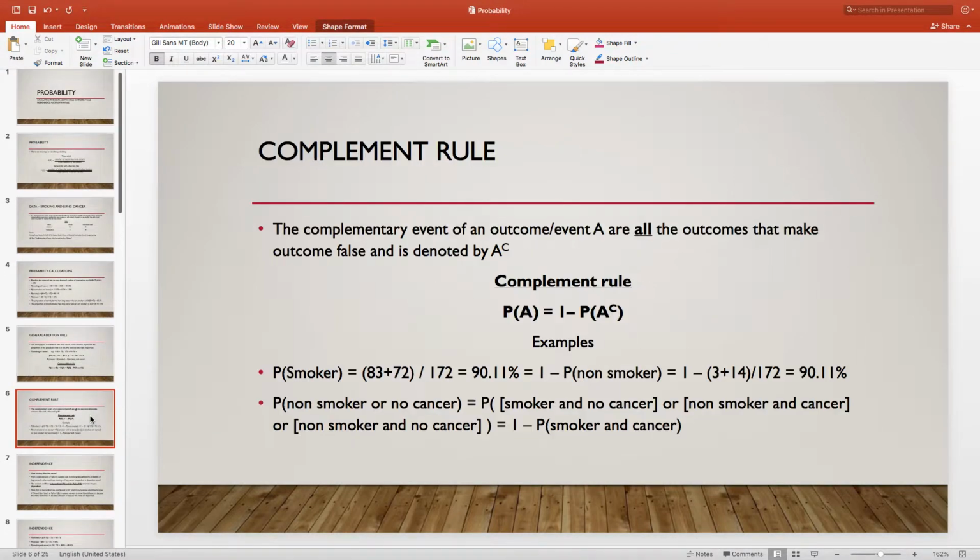Okay. Now, the next rule I'd like to talk about is the complement rule. The complement is all outcomes, and I want to stress that they're all, not just one, because that's the common fallacy: someone will just select one way in which the event is false. But the complement is all outcomes that make A false, and that's denoted by A complement. The complement rule says this: the probability of A is equal to 1 minus the probability of its complementary event.